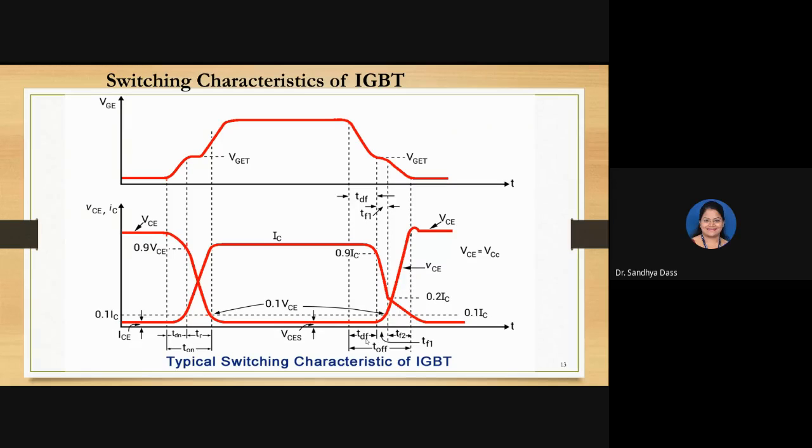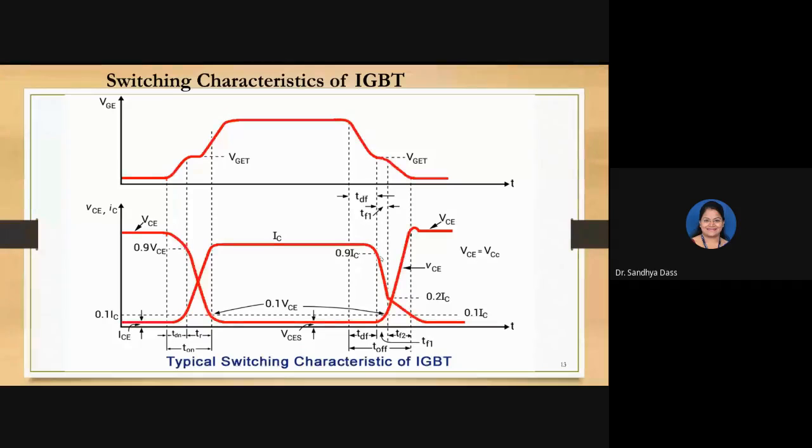Okay, turn-off delay time is the time when the collector current falls from its maximum value to 0.9 of IC, or 90% of the collector current, and VCE begins to rise. All right, that is the delay time.